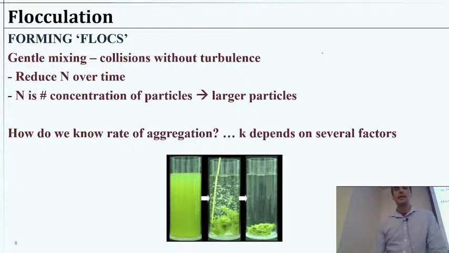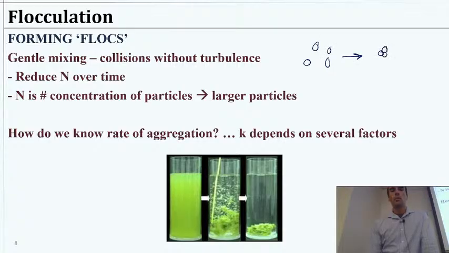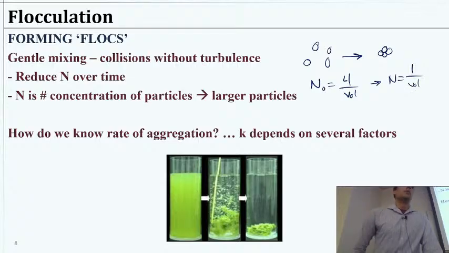Okay? So when I say we have 4 particles becoming one new particle, the N initial would be 4 per volume. And now we have N is 1 per volume. Okay, in this little diagram.